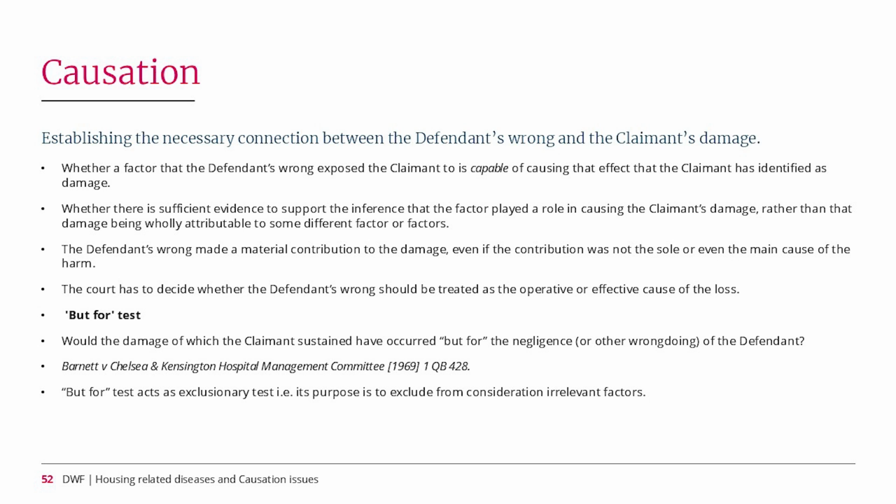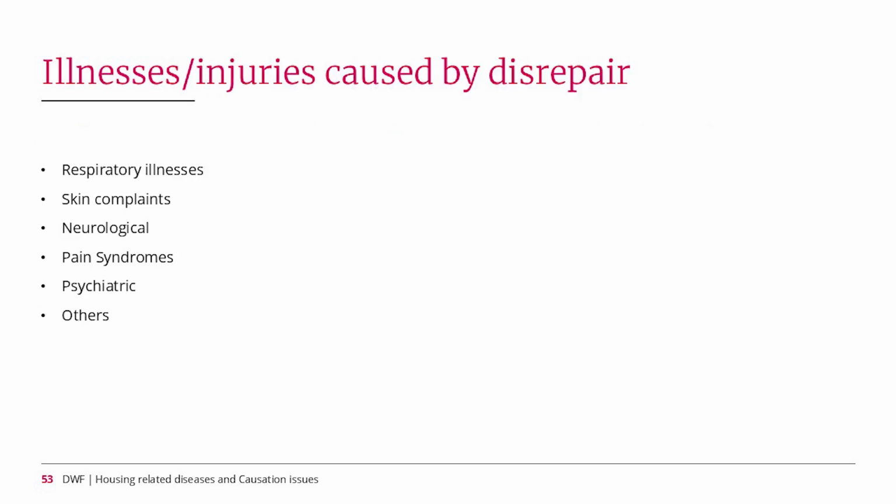So there's a whole host of illnesses and injuries that can be caused by poor housing conditions. I'm going to go through some of the most common ones. You can see that's the list. Respiratory illnesses is probably the most common when we're dealing with damp and mould and issues like that. People do develop skin complaints, neurological complaints, and other issues too.